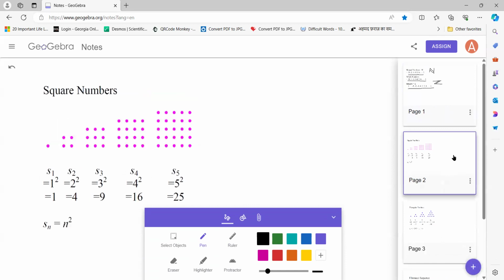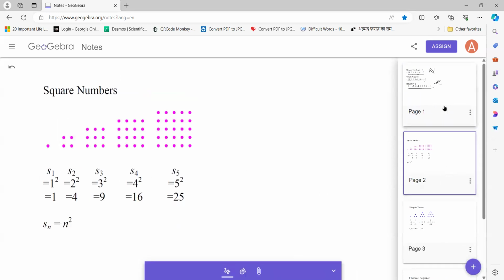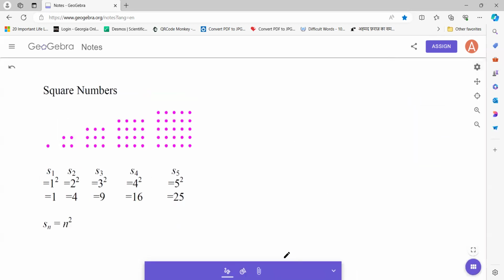All right, let's talk about square numbers. Well, what are square numbers? Square numbers are numbers like these: 1, 4, 9, 16, 25. Do you see the pattern? The pattern is 1 squared is the first square number, 2 squared is the second square number, 3 squared is the third square number, 4 squared is the fourth square number, 16, 5 squared is 25.